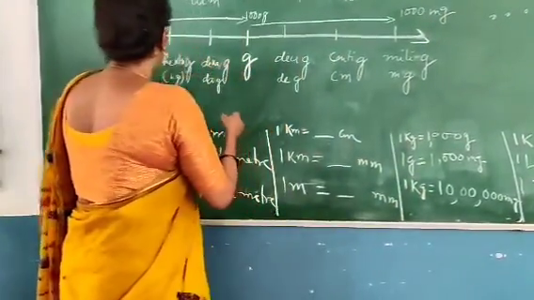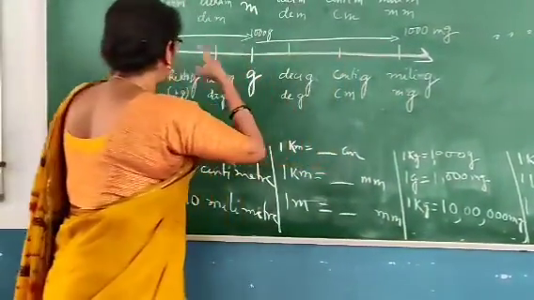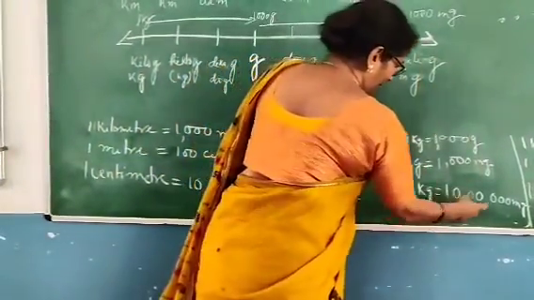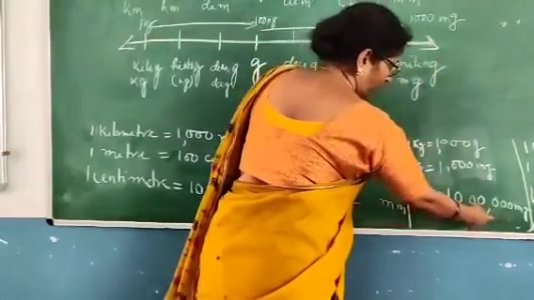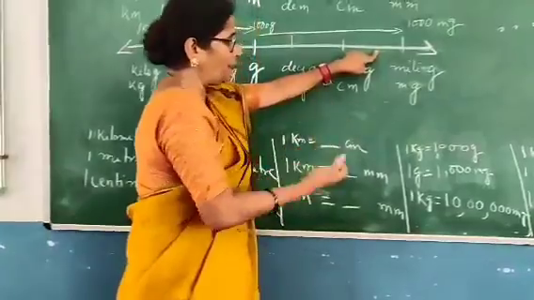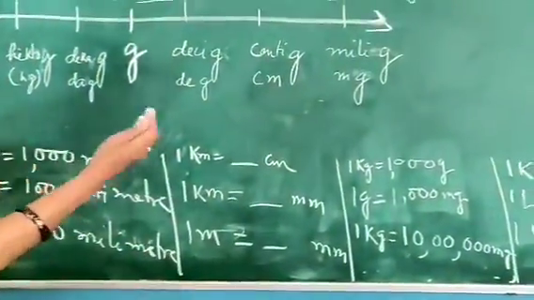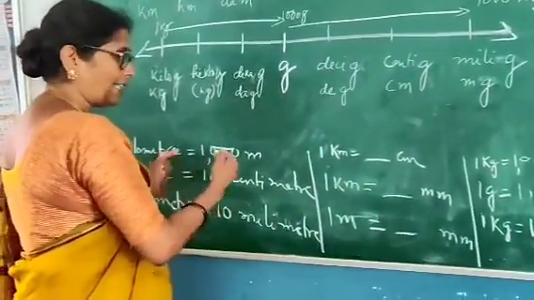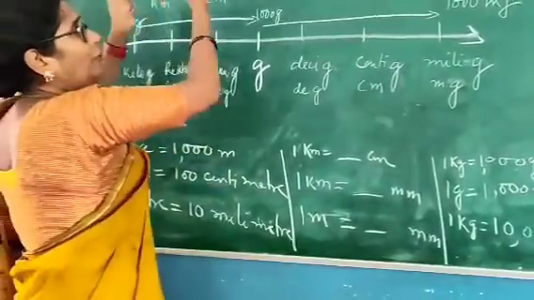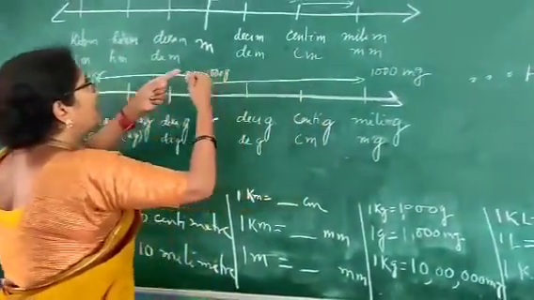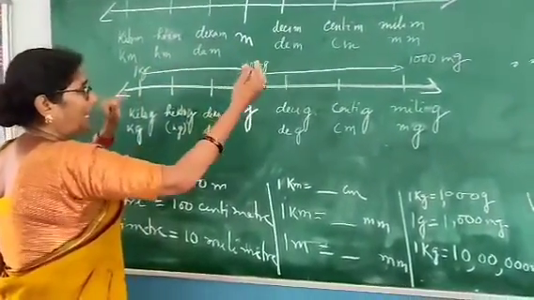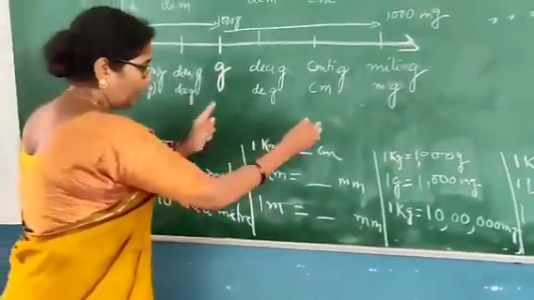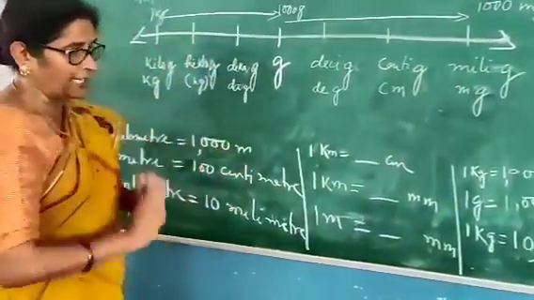Next, 1 kg to mg: how many steps? 1, 2, 3, 4, 5, 6 steps, which means 10 lakh, a multiple of 10 with 6 steps. So how to convert one unit to another unit, I have explained to you. When going from greater to smaller, you have to multiply by that many steps of multiples of 10, and from a smaller unit to a greater unit, you have to divide. Now you can work out this part on your own.